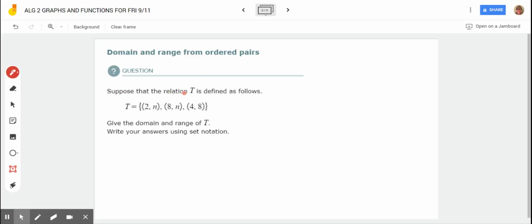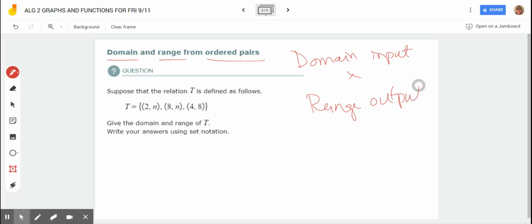Okay, suppose that the relationship, now we're going to do domain and range from ordered pairs. It's very, very simple. Domain is input, and that's in the x spot. Range is output, and that's in the y spot. So what is the domain? It says, suppose that the relation T is defined as follows, and then it gives you a list. Give the domain and range of T. Write your answers using set notation.